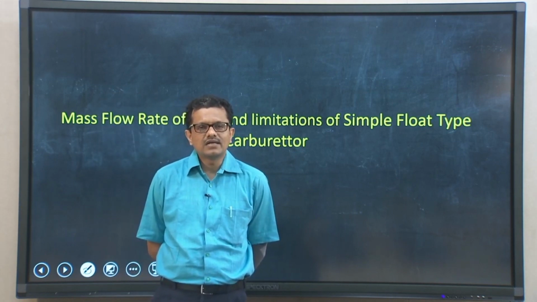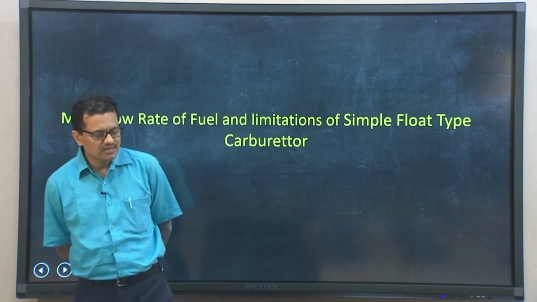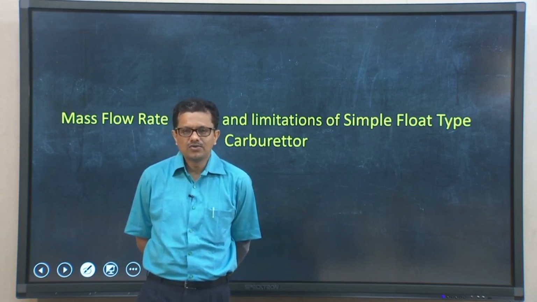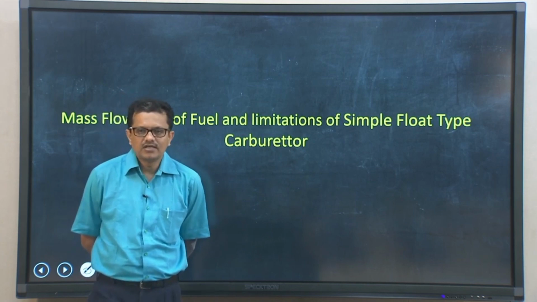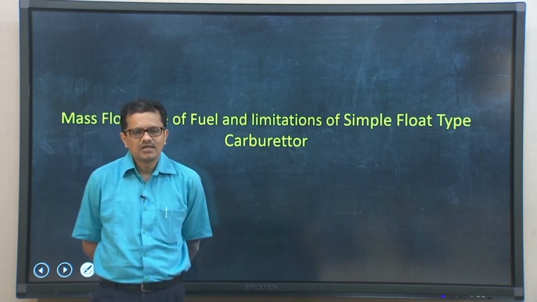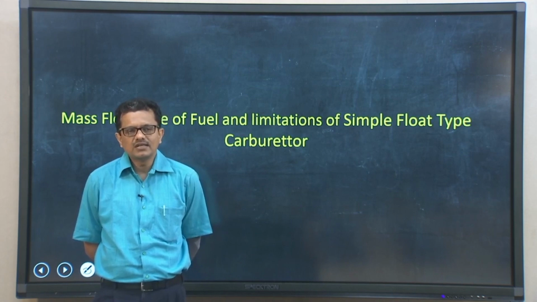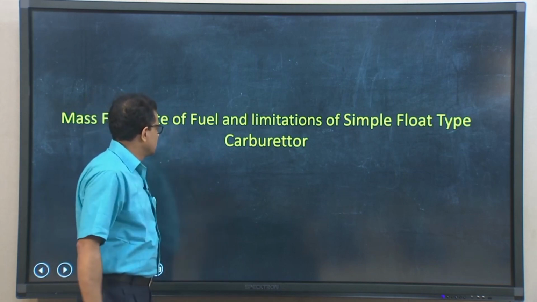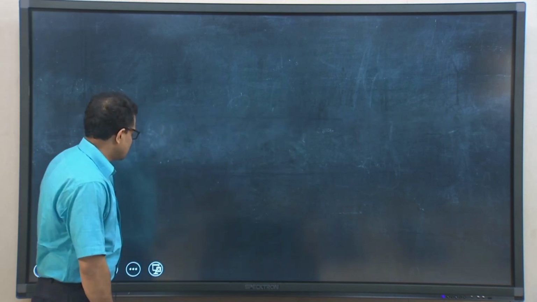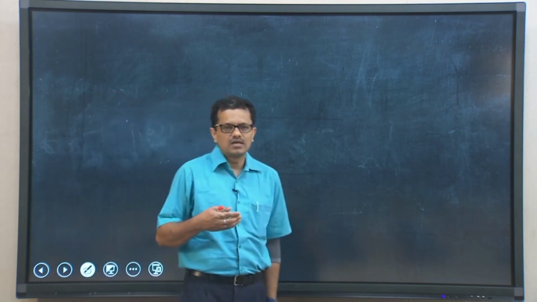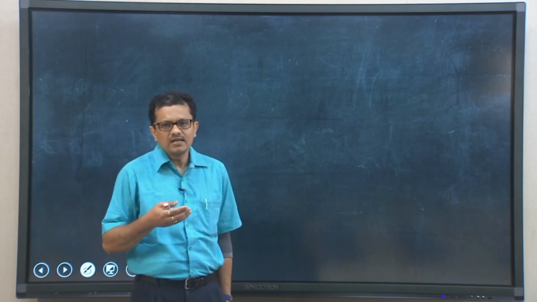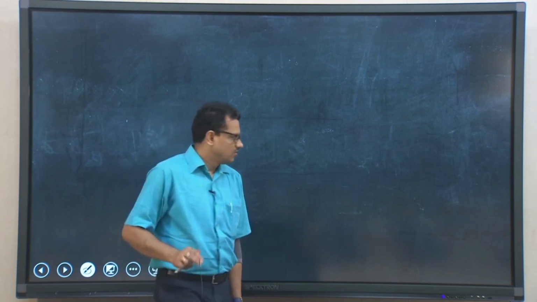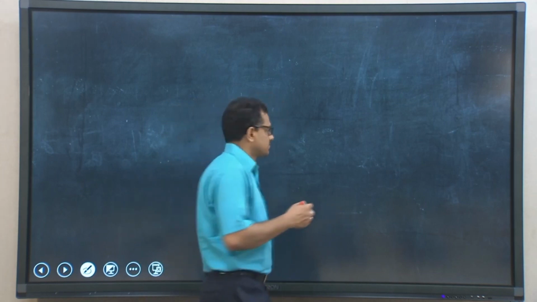And you know that the carburetor is simple float type. So, it may not always be possible to provide the required air fuel mixture or fuel air mixture to the engine at varying load by using this carburetor, and we shall discuss those aspects even in today's class. So, you know that if we try to obtain the expression of the mass flow rate of fuel, we need to draw the simple float type carburetor again.